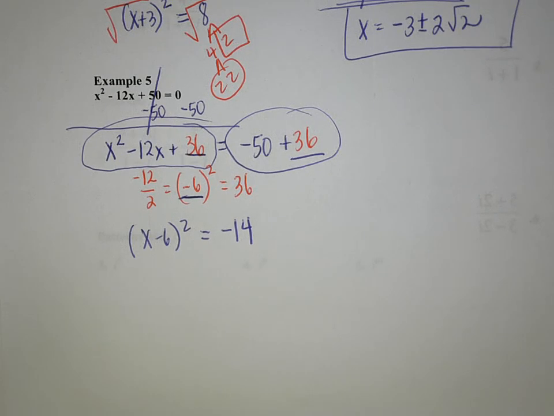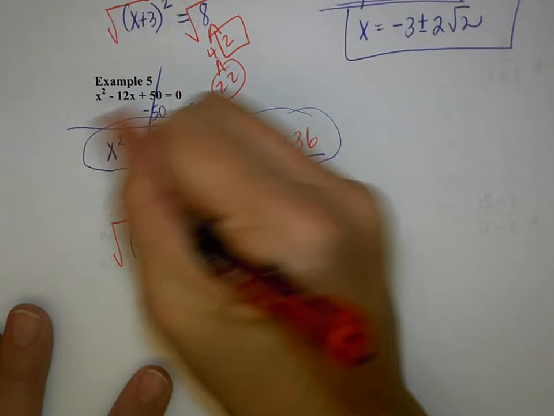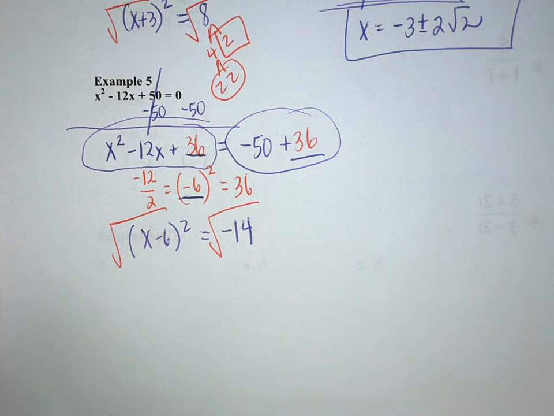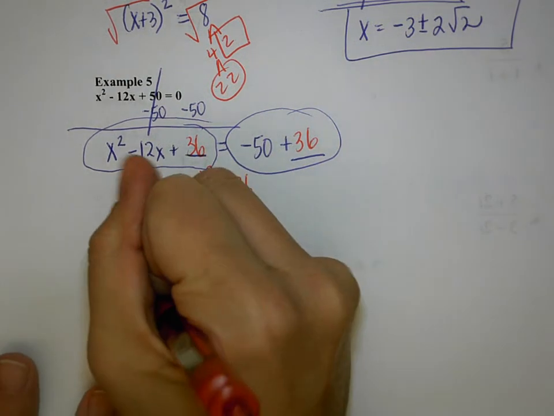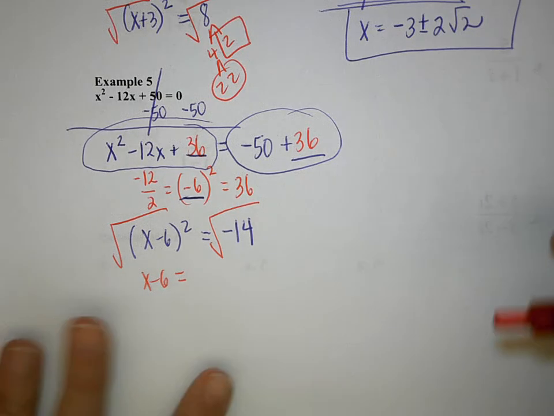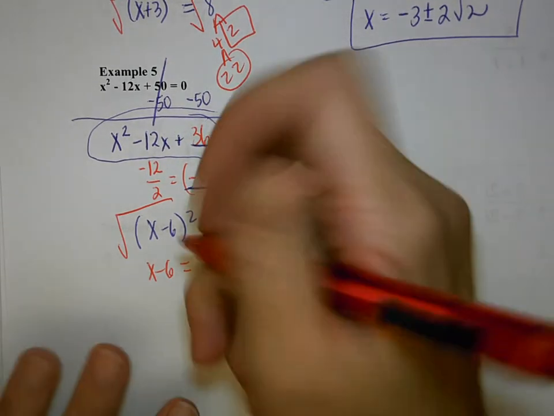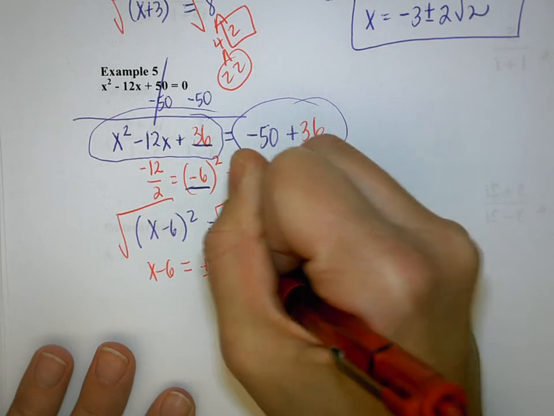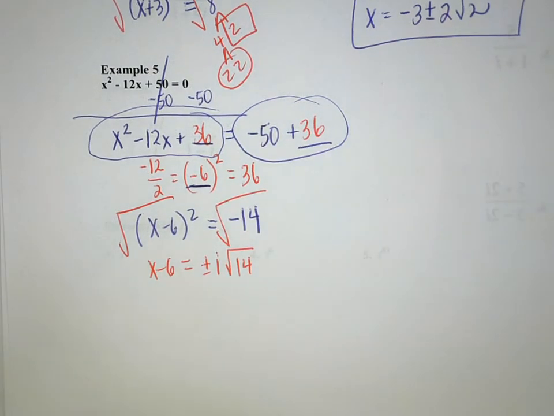Okay, so now what? Good, square root of both sides. And when I take the square root, I get x minus 6 equals, what is it? Good, plus or minus i root 14. Because 14 breaks down into 7 and 2, but I don't have any pairs, right?